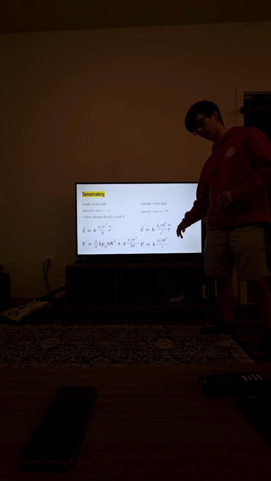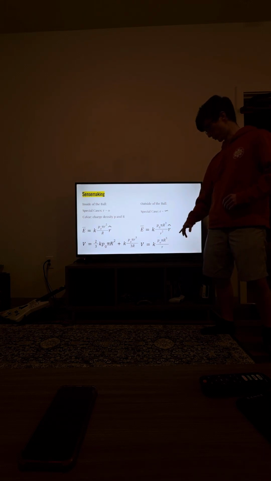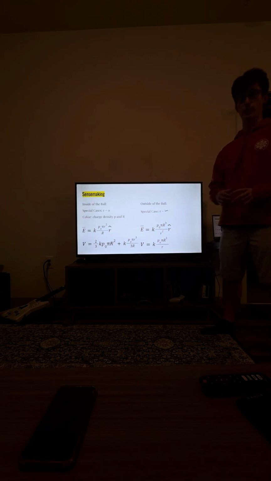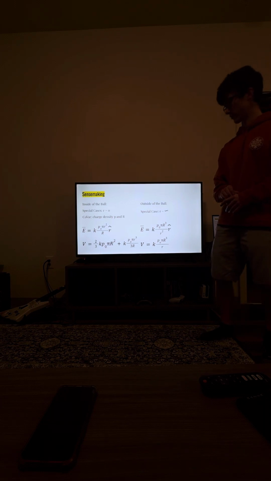And we do see that both of these equations for the E field and the electric potential have radius in the denominator. So plugging in infinity there, we get 0 for both of them, as we expect. We can also do some covariational reasoning on the other variables.